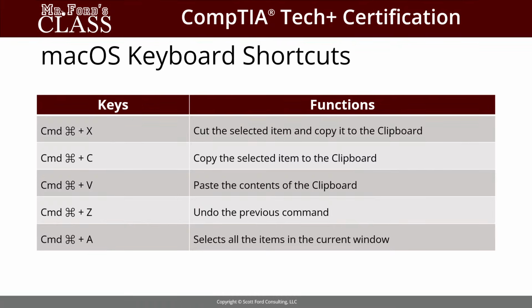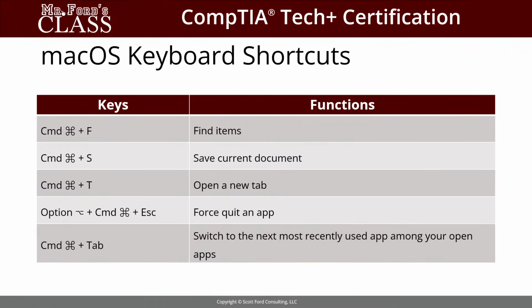Control X is going to cut items and put them in the clipboard. Command C is the same thing as Control C. Command V pastes contents from the clipboard. Command Z undoes. Command A selects everything on the screen. Again, you can see the different keyboard shortcuts that are available.